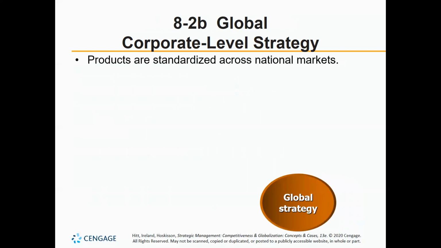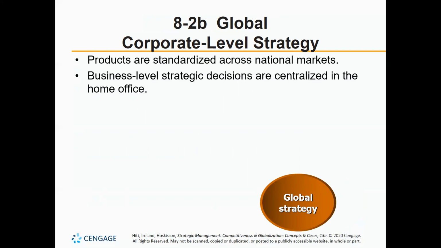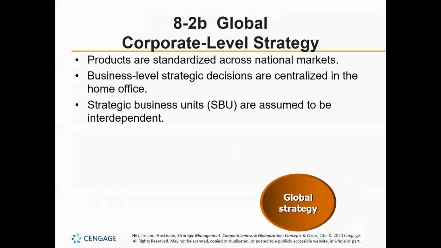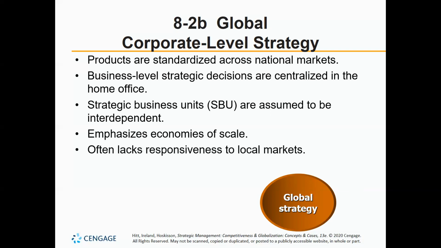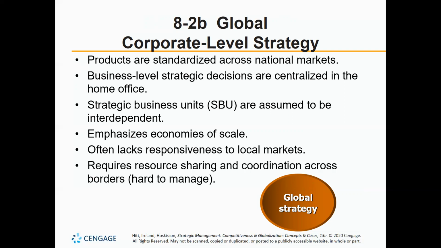Next, we will look at a global strategy. So this is a strategy in which products are standardized across national markets. Business level strategic decisions are centralized in the home office, and strategic business units are assumed to be interdependent. The emphasis here is economies of scale or efficiency, but this comes at a cost in that it may lack responsiveness to local market conditions. This requires resource sharing and coordination across borders is hard to manage, and a lot of work must be done from the corporate office, which is essentially leading a global corporate level strategy.